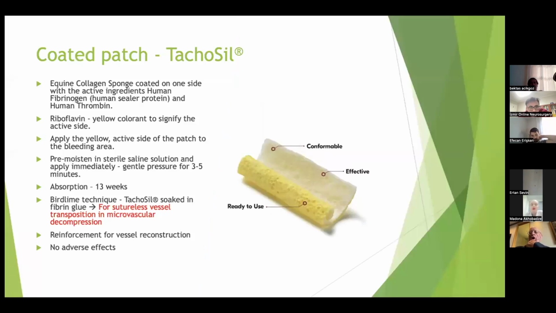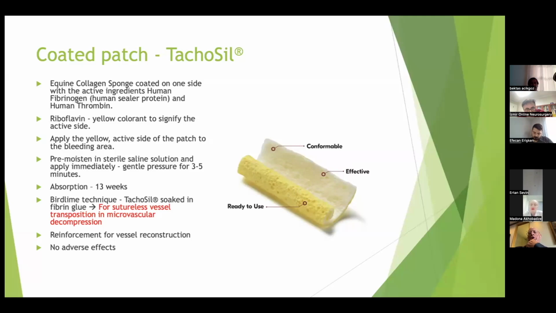Now another coated patch is TachoSil. TachoSil is a horse collagen derived product, and it is coated on one side, and the active ingredients include human fibrinogen and human thrombin. And you can see here there is a yellow color to the active side, which is given by riboflavin. So this yellow side has to be applied to the bleeding area. It is advisable to pre-moisten it with saline solution, and it gets absorbed in 13 weeks' time.